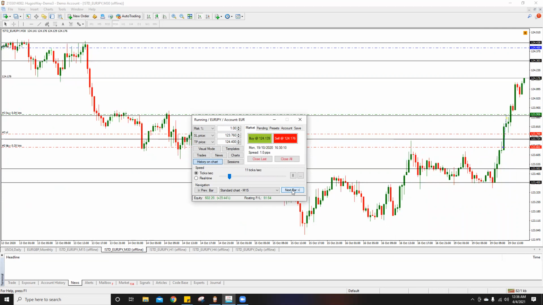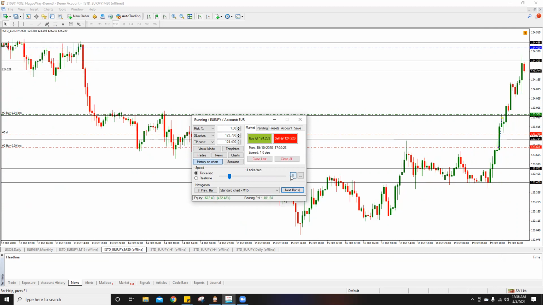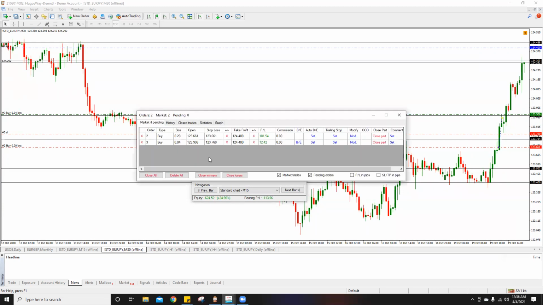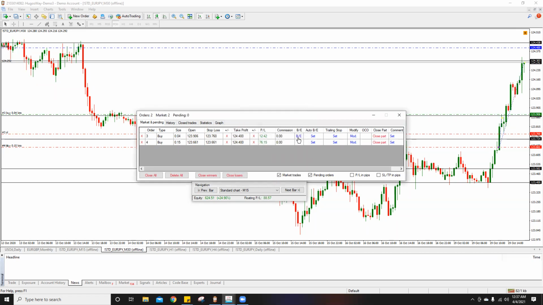So we're seeing another correction. We're seeing some uncertainty where price is breaking the lows and the highs. So this is again where I would look to take partials. So close part, close 25% here, and then move to break even, and also trail the stop loss from the initial trade, which is right here. So trail that to 123,900.